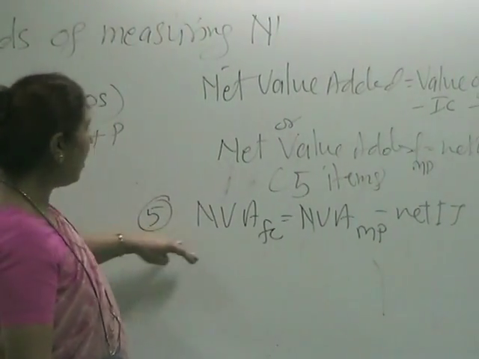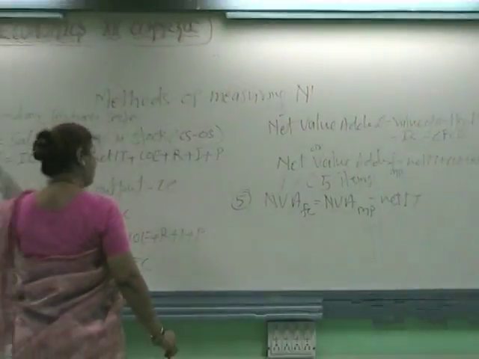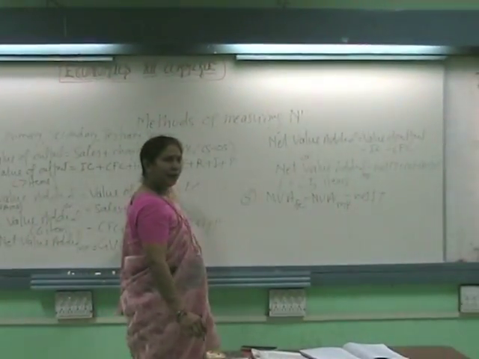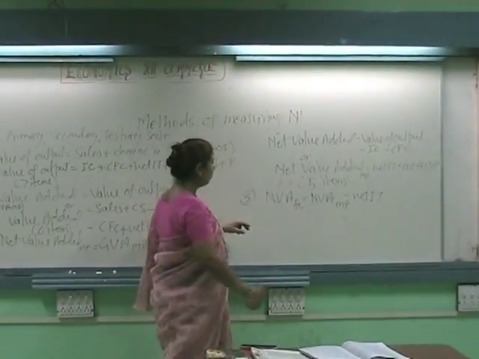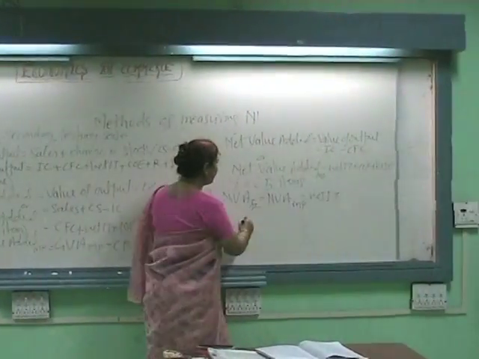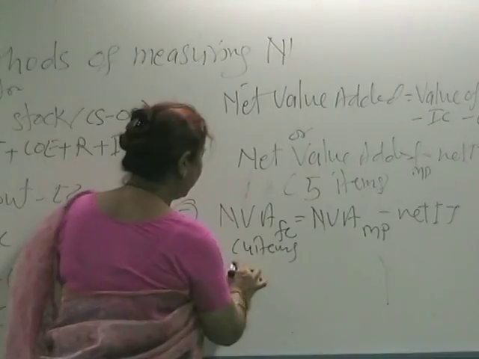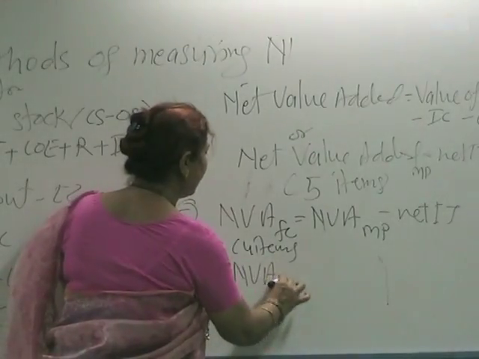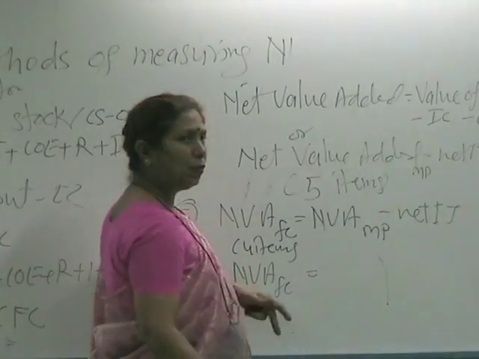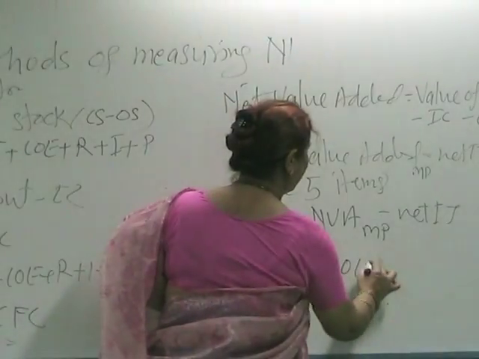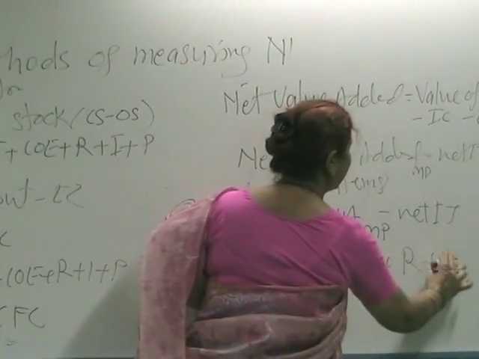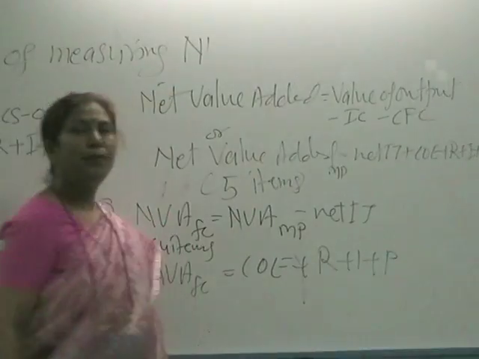This we can get from any one item from this also. Tell me how? It has how many components? Four items only. So we can say net value added at factor cost is equal to nothing but compensation of employees plus rent plus interest plus profit.